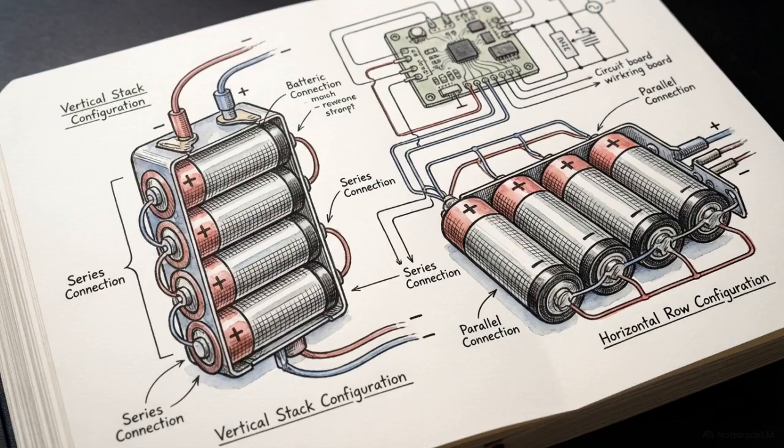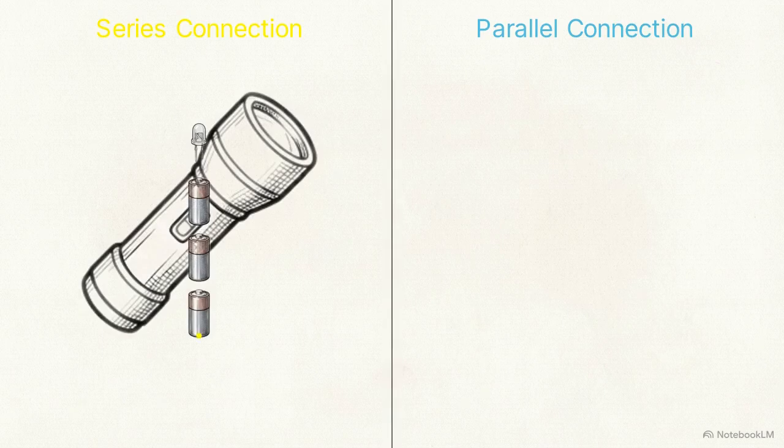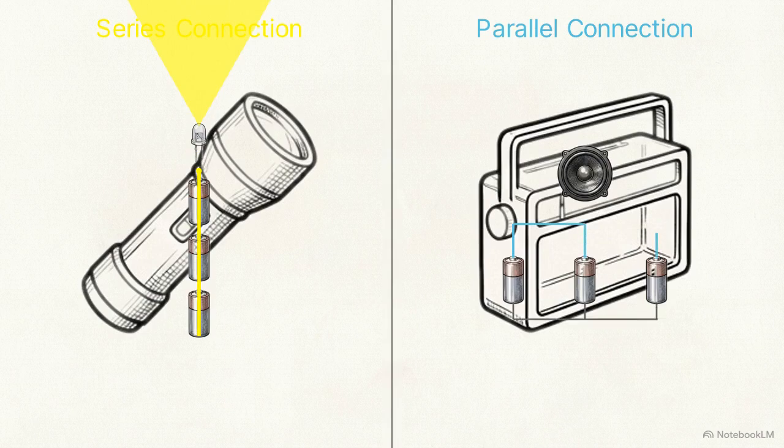These two wiring concepts determine exactly how a device manages its energy supply. This split screen compares different engineering priorities. A flashlight needs high voltage. A radio needs long-term stability. The flashlight uses its series stack to generate the specific voltage needed to bridge the gap in its LED. The radio uses a parallel layout to draw a small amount of power over several days of continuous use.